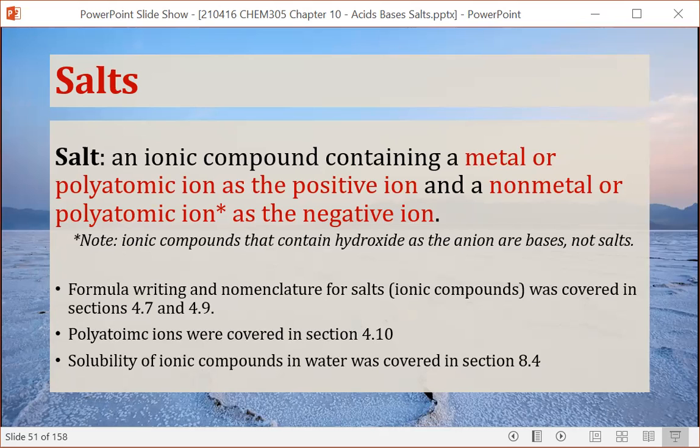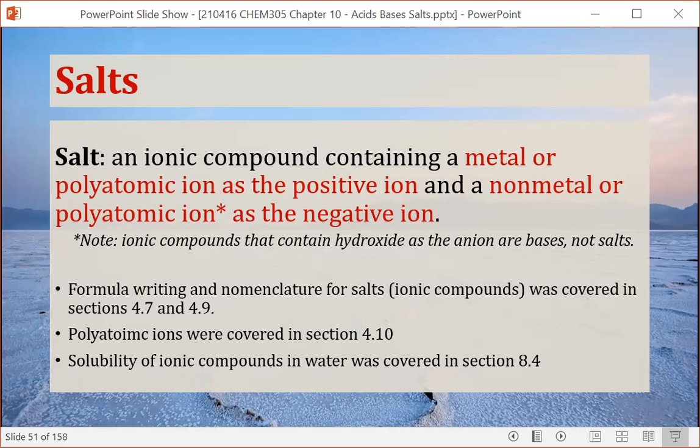So we went over how to write formulas and nomenclature for salts and ionic compounds in sections 4.7 and 4.9. We covered polyatomic ions in section 4.10. And the solubility of ionic compounds, using the solubility rules to predict if an ionic compound is going to dissolve in water, whether it will be soluble, or if it won't dissolve in water, if it will be insoluble, was covered in section 8.4. So we've already talked a lot about salts without actually calling them salts.